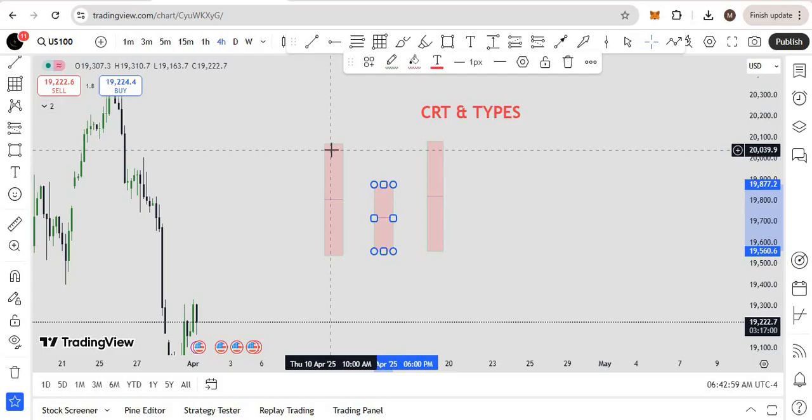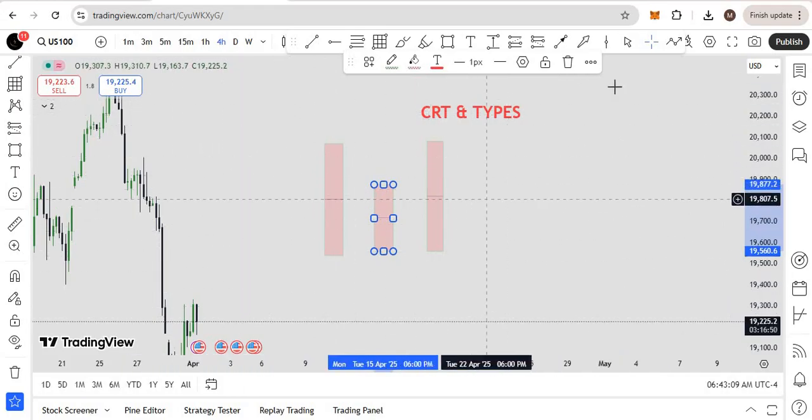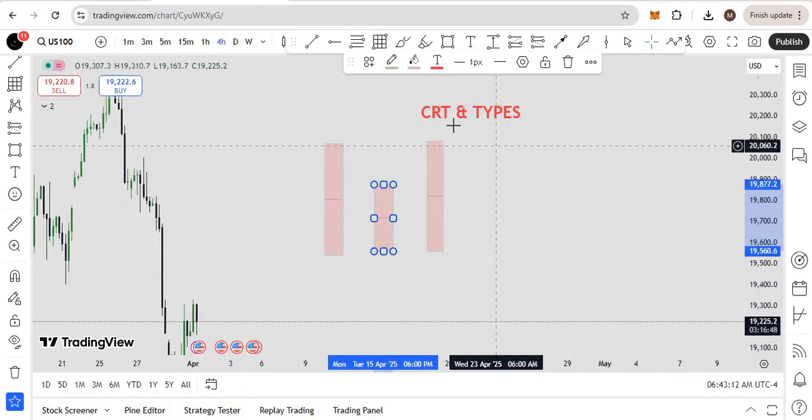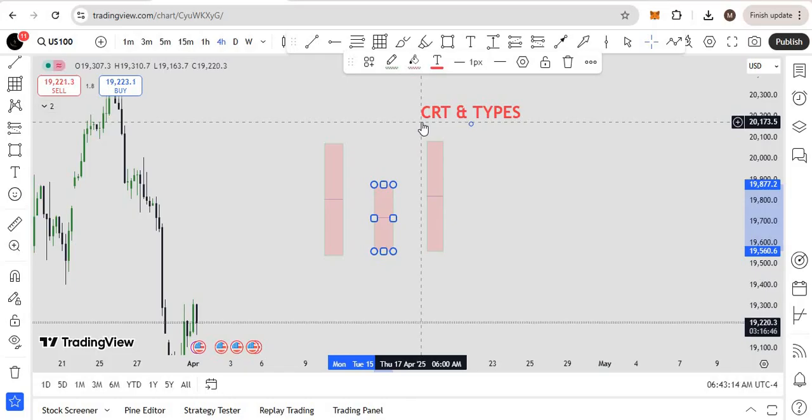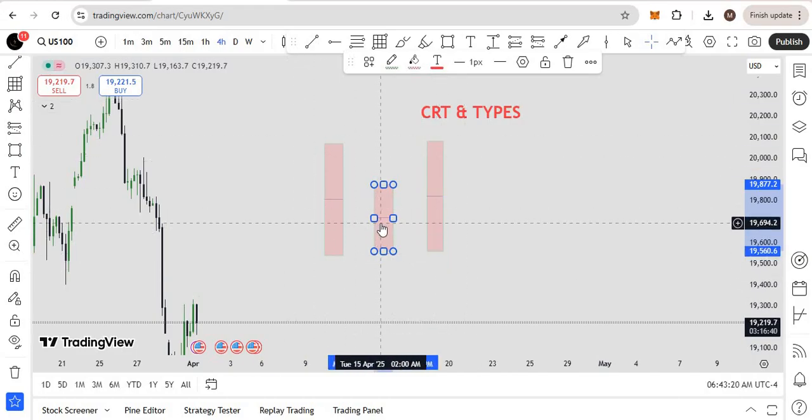But in this video I'm going to show you other types of CRT, which most of you are ignoring. After this video I'm pretty sure you will see CRT in the market with different concepts, not only one, and you will not miss as many trades as you are missing right now.